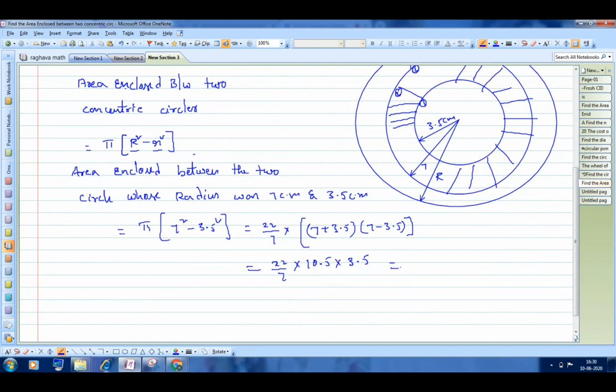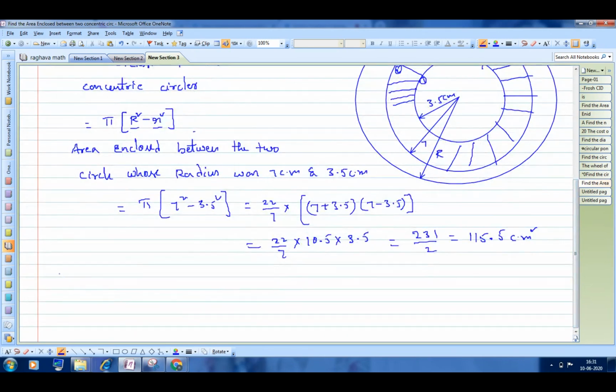So you will get the answer 231 by 2, or 115.5 centimeter square.